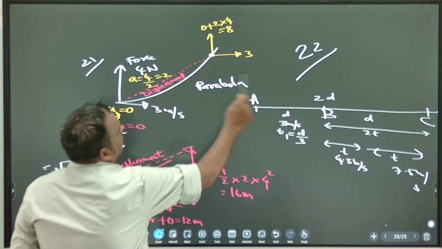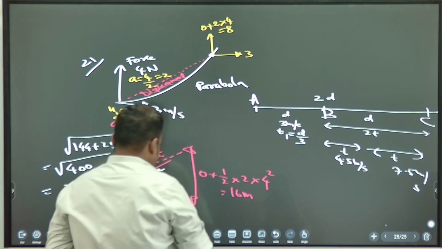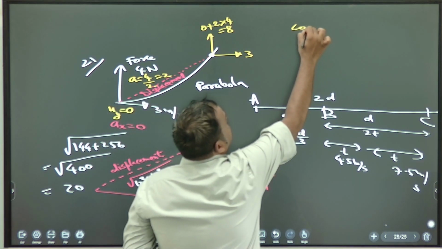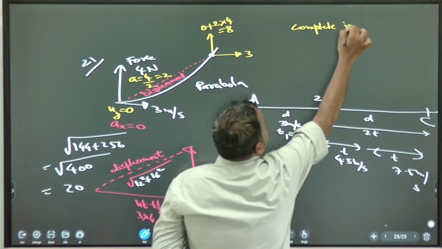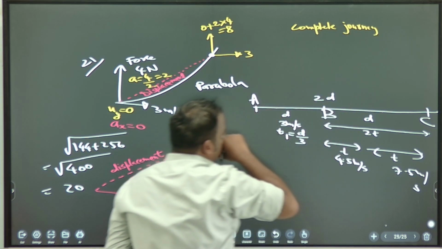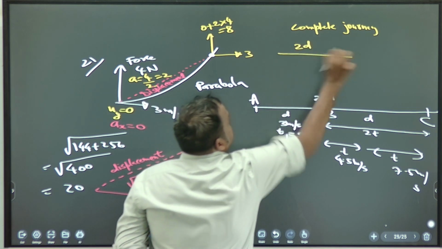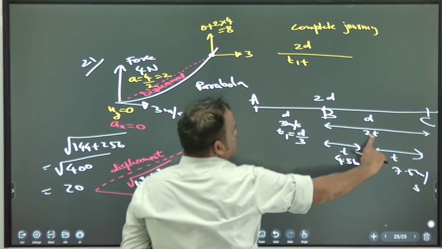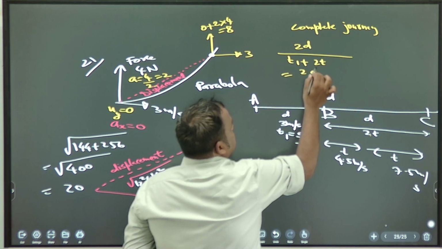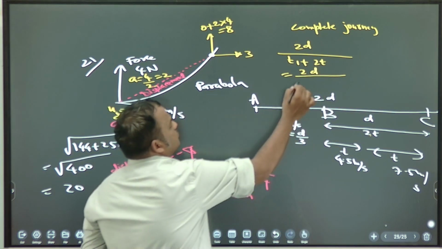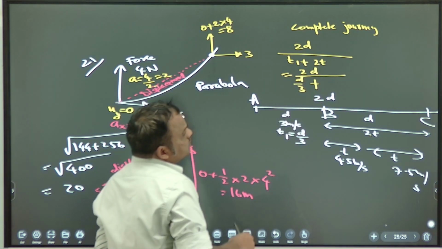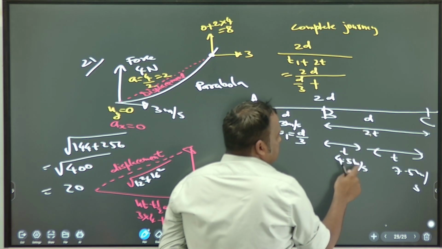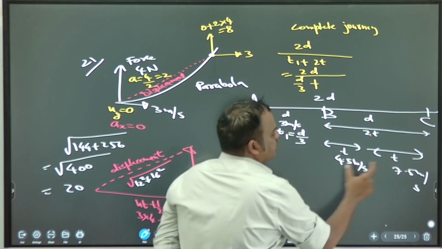Now, what is the total distance by total time? Average speed for entire journey. Complete journey. Tell me. What is the total distance? 2D. What is the total time? T1 plus 2T. So this is 2D by T1. What is T1? D by 3 plus 2T. What is 2T? Now T you find from here.